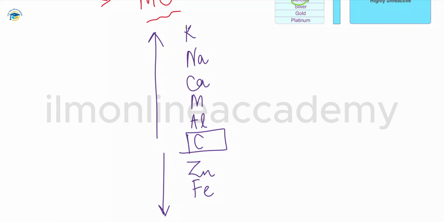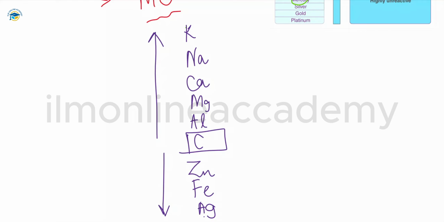So we can easily reduce any such metal by the process of reduction using carbon. This means that carbon can be used to replace the metals from their ores, like zinc, iron, silver and gold, but not potassium, sodium, calcium and magnesium, and also not aluminium.